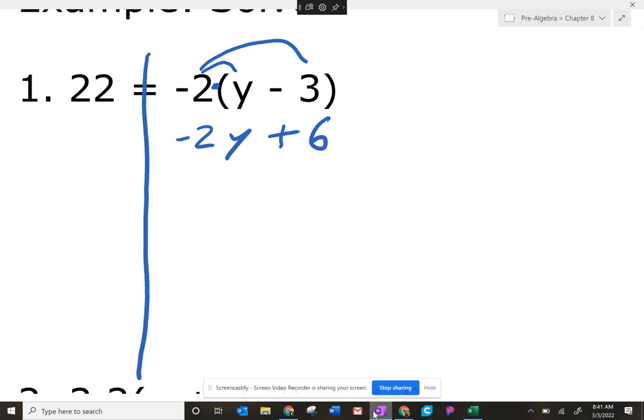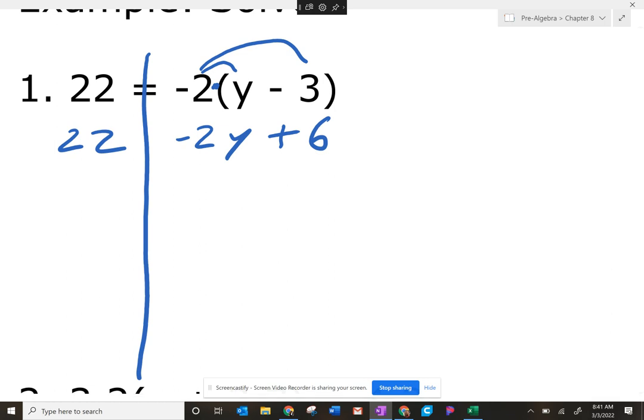So starting with the first example, we distribute it across. Okay, this negative 2 is times the y, negative 2 times the negative 3. So a positive times a negative, I keep the negative. A negative times a negative, I keep the positive. Okay, I've got that negative 2y plus 6. This 22 is still going to come straight down. Now it looks just like what we did 2 days ago.